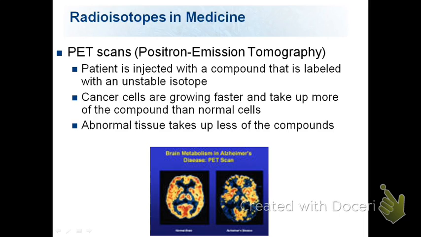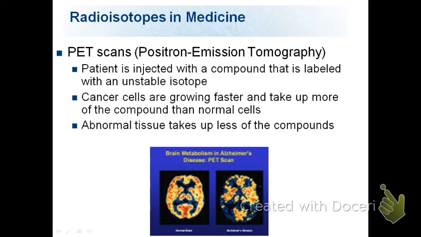So for instance, in a PET scan, you take a patient and you give them a molecule, like maybe a sugar, that has had a radioactive atom added to it, and that's going to be emitting energy. You can capture that energy. You can give the patient that radioactive labeled compound, say the sugar, and then trace it in the body and see if tissues are taking up more or less of it than they should.